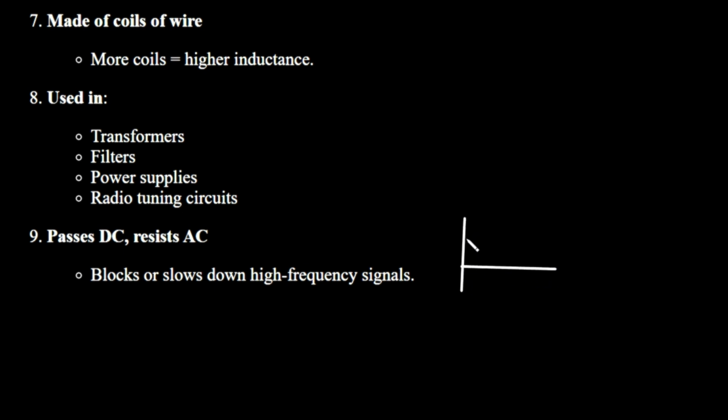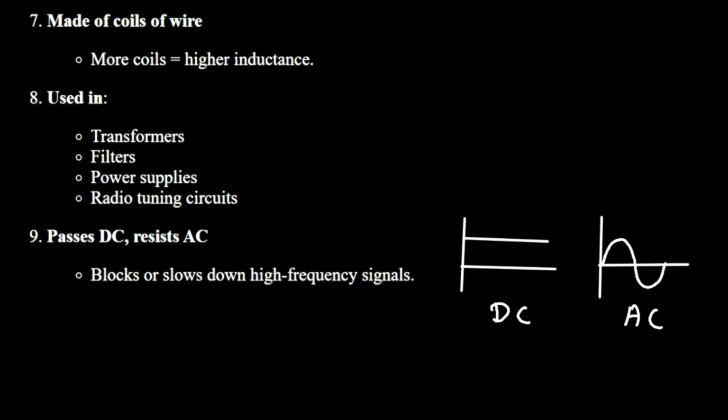9. Passes DC, resists AC. This is a fantastic summary of an inductor's behavior. For DC, direct current, the current is constant. Since the current isn't changing, dI/dt is 0, and the inductor acts just like a simple piece of wire with very low resistance. For AC, alternating current, the current is constantly changing direction and magnitude. The inductor fights this change every step of the way. The higher the frequency of the AC signal, the more the inductor resists it. This makes inductors excellent for blocking or slowing down high-frequency signals.